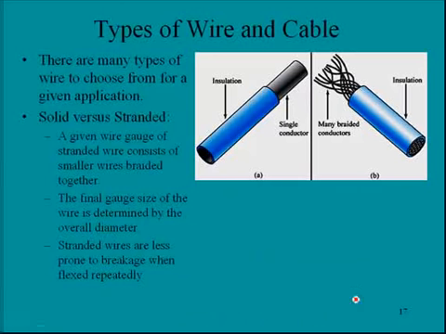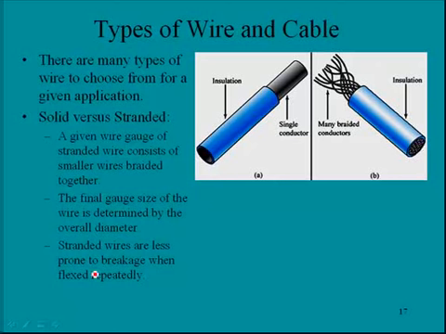Types of wire and cable. There are many types of wire to choose from for a given application. There are the solid types, and then there are the stranded types. A given wire gauge of stranded wire consists of smaller wires braided together, such as this. The final gauge size of the wire is determined by the overall diameter of the wire, for example, right here.